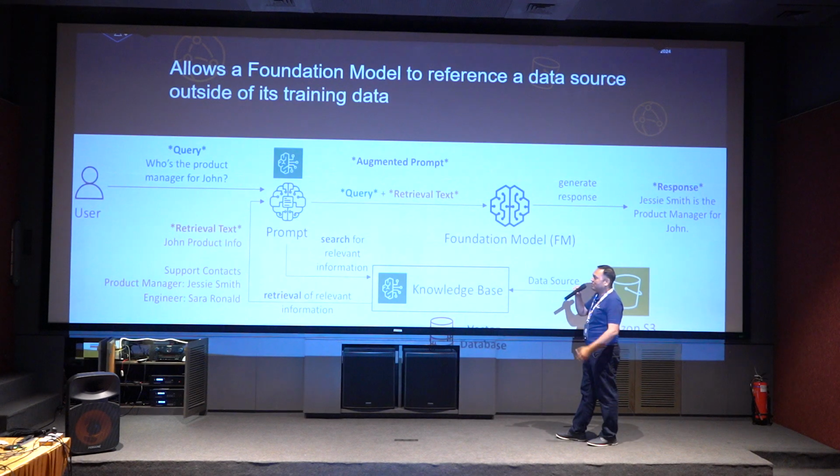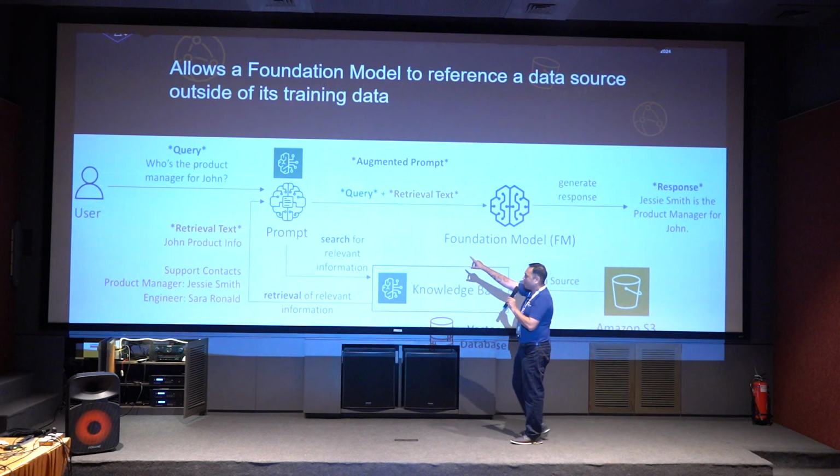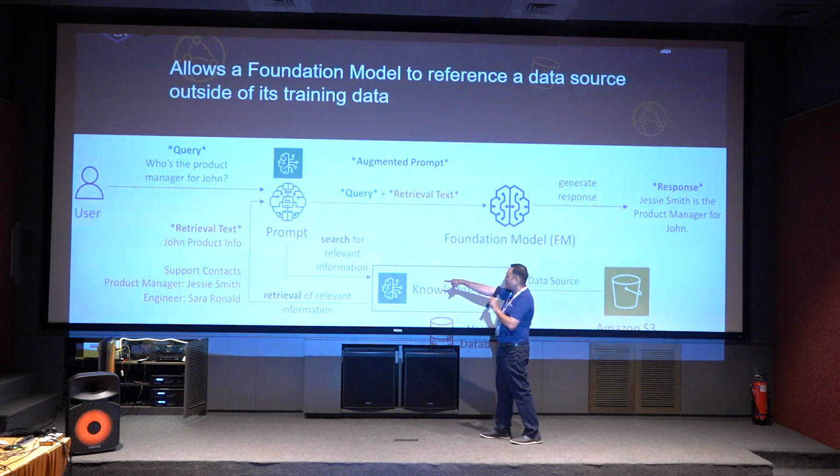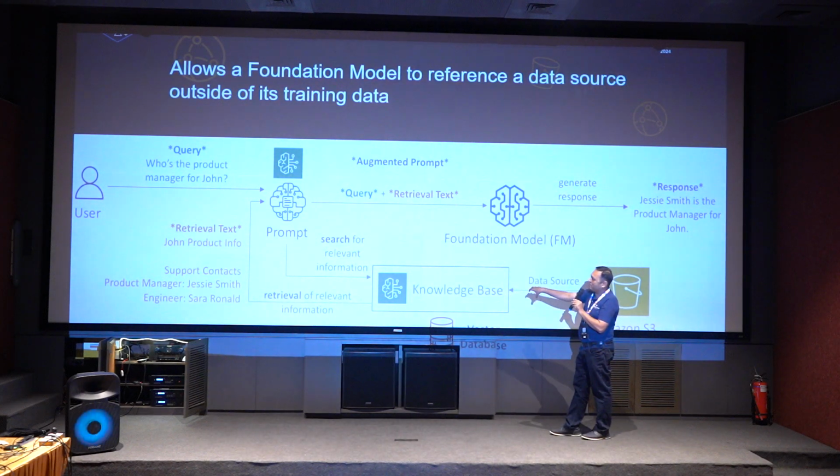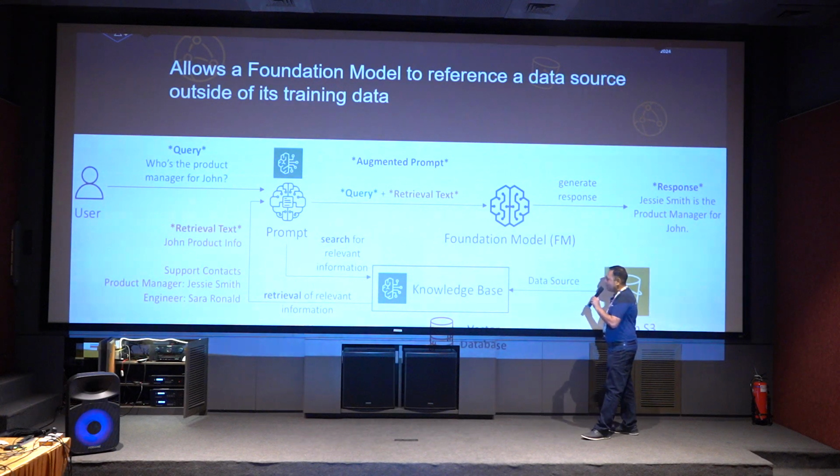So what will happen when a user asks a specific question, who is the product manager for John? This is not a general question, this is a very specific question. In my company, John is an employee, and who is the product manager of John, right? So what will happen here? See, this is the prompt, the question. Now this prompt will go to the knowledge base first. From the knowledge base, as per this question, it will retrieve the proprietary data regarding this question, like who is the manager, who is John. It will retrieve all that data.